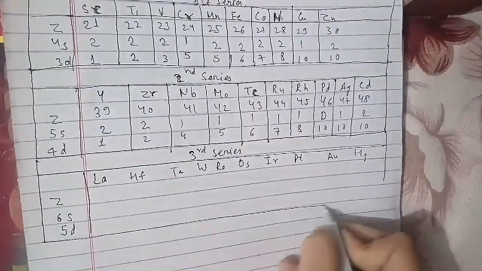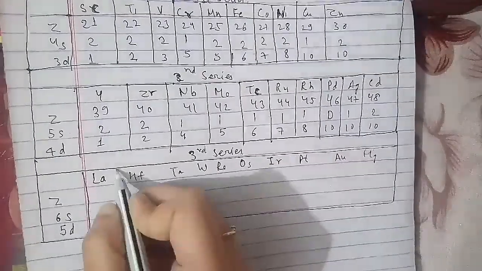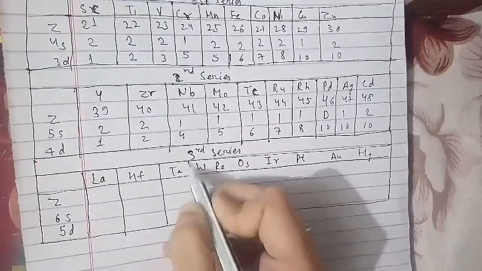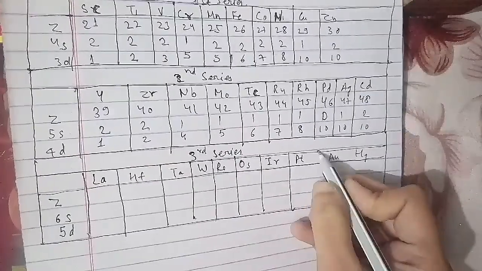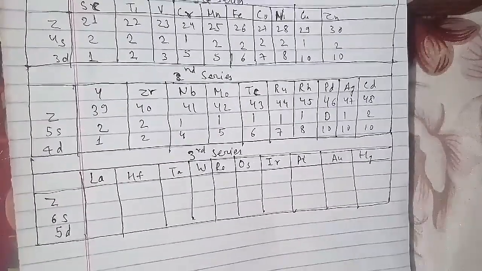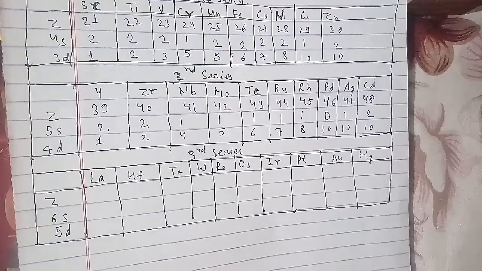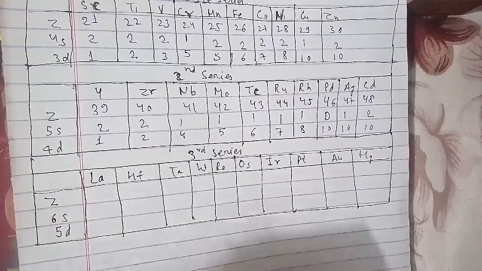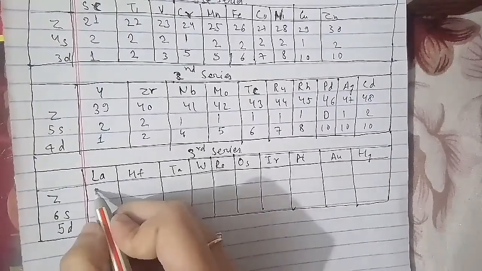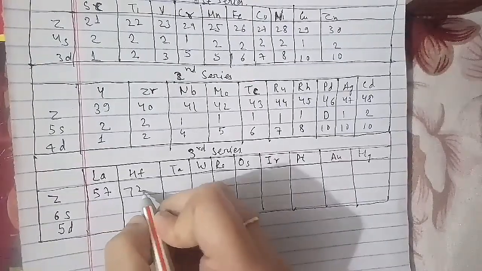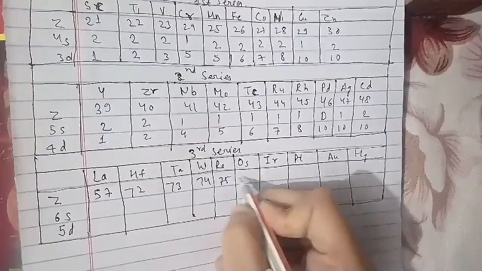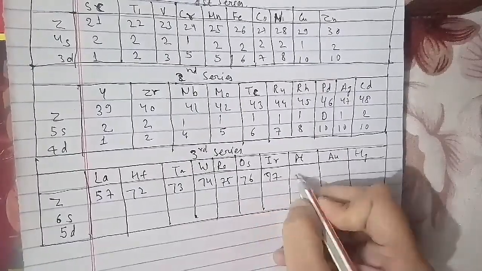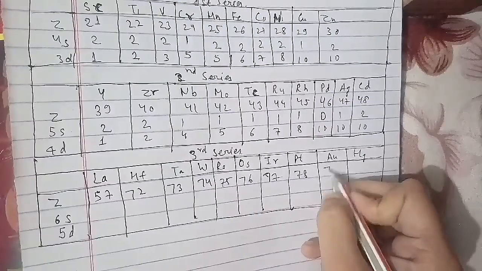In the same case, first we will represent it from 57 to 80. So it will be 57, then we have 72, 73, 74, 75, 76, 77, 78, 79 and then 80. This is the 6s orbital and 5d filling that has taken place: 2, 1, 2, 2, 2, 3, 2, 4, 2, 5, 2, 6, 2, 7, 1, 9, 1, 10 and 2, 10, that we have as follows.